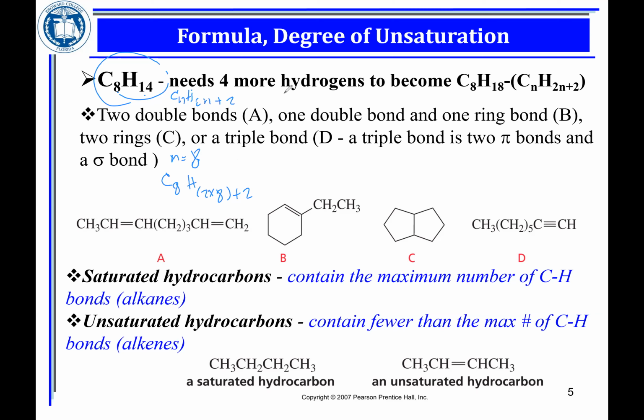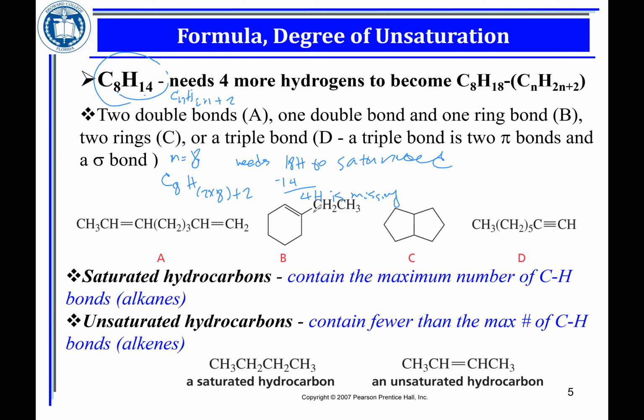So it needs 18 H to be saturated. But now, how many does it have? It is 14. So 18 minus 14 is 4 hydrogen. 4 H is missing.